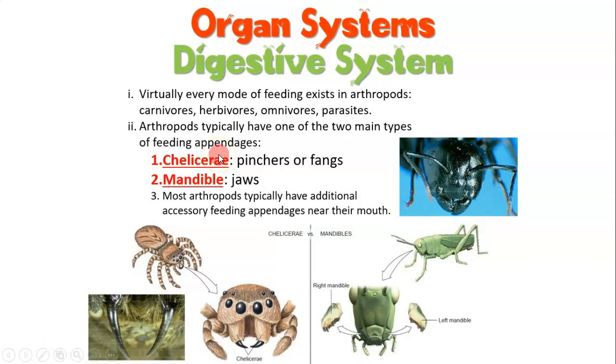Those types of animals can't chew their food. They use these pincers or fangs to deliver venom, typically one that also has a digestive enzyme that liquefies the internal structure of whatever they're preying upon. Another type of feeding appendage is mandibles, which is the fancy science word for jaws. Most arthropods typically have additional accessory feeding appendages near their mouth. Like crabs, we saw that video of the crab, and they had those little filter feeding mechanisms in the front of their mouth. But in general, these are the two most common: chelicerae and mandibles.